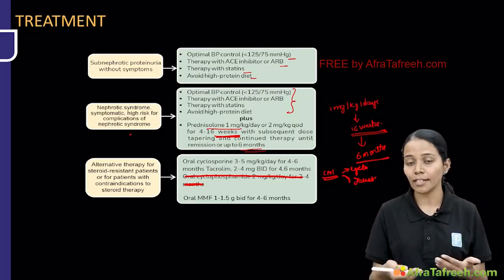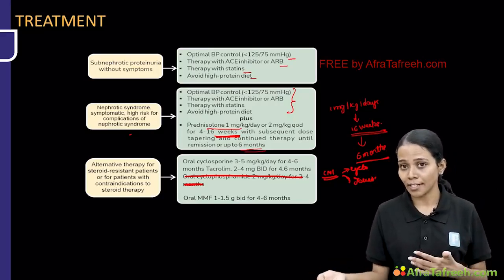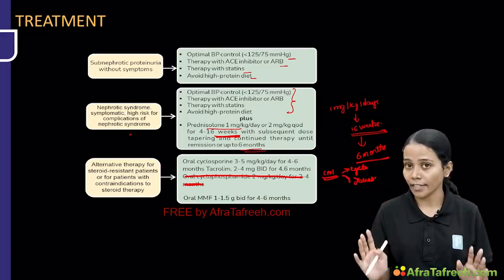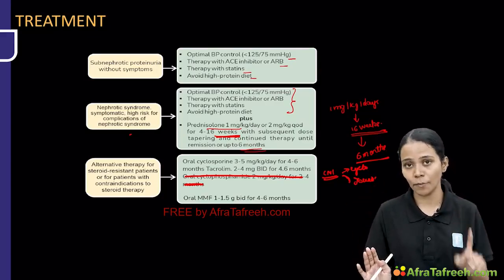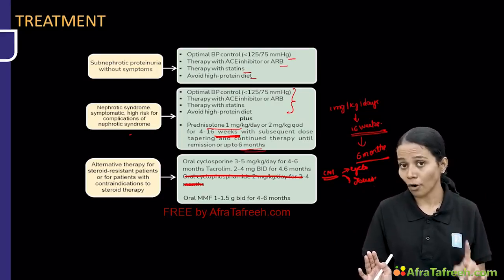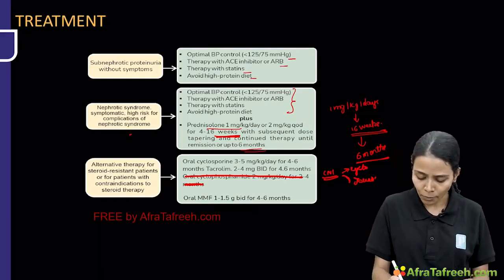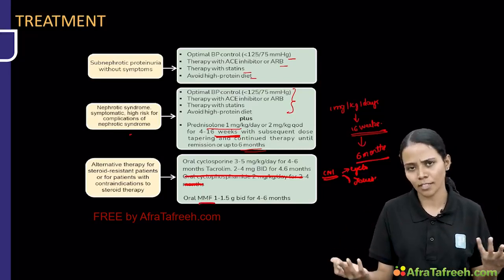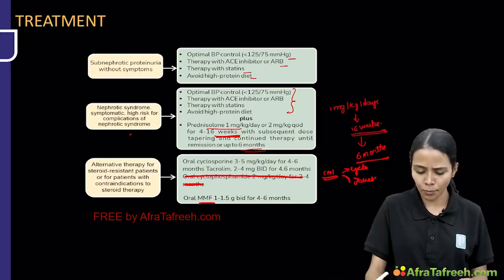So, if a question comes that which of these can be used in SRNS and cyclophosphamide is one of the options, you do not think that that can be used as a treatment. Okay, cyclophosphamide should not be used in the treatment. Other option is MMF. It is used in a few places. MMF with high dose dexamethasone is considered in a few places.